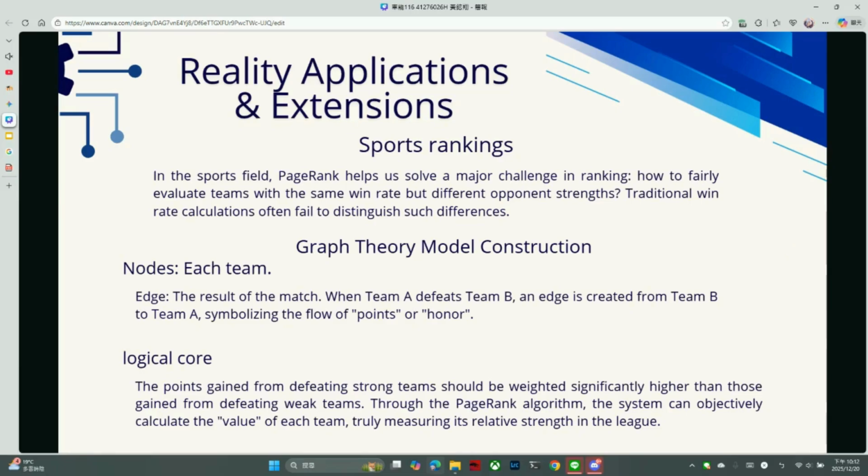Next, we apply this logic to sports. A major challenge in ranking is fairness. How do we compare two teams with the same win rate but different opponents? Using graph theory, we treat each team as a node and every match result as an edge. When Team A defeats Team B, points or honor flow to Team A. The core logic is that points gained from defeating a strong team are weighted significantly higher than those from beating a weak team. This allows the system to objectively calculate the true strength of a team.